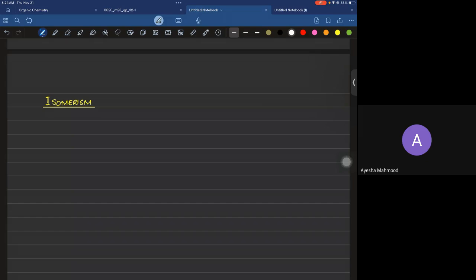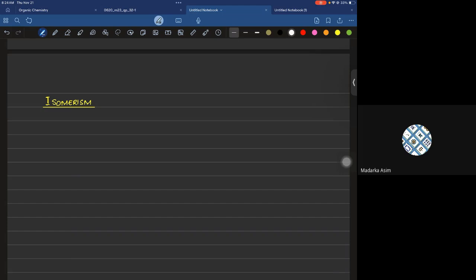Can anyone explain why they have the same chemical properties? Yes? They have the same number of electrons. Exactly. They have the same number of electrons. That is the reason they have the same chemical properties.